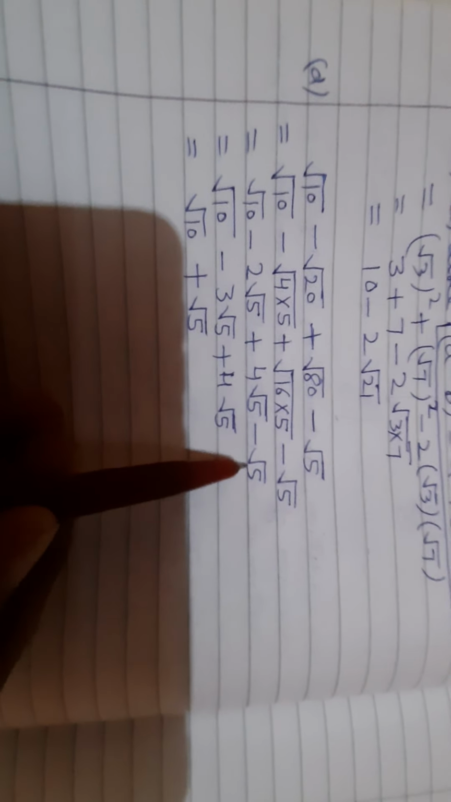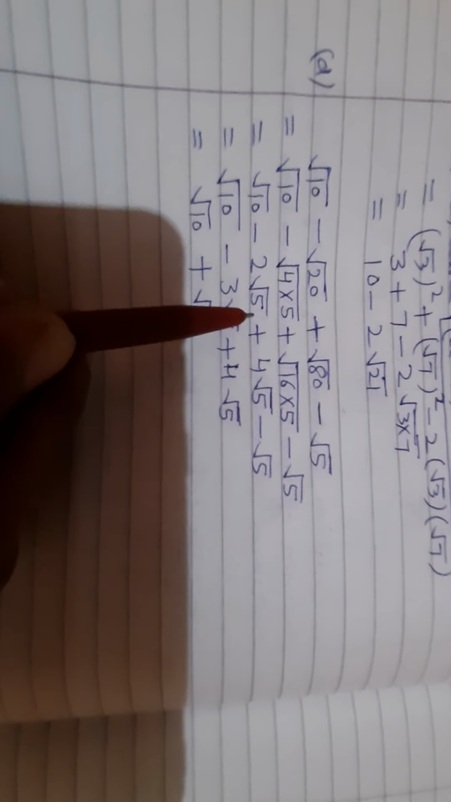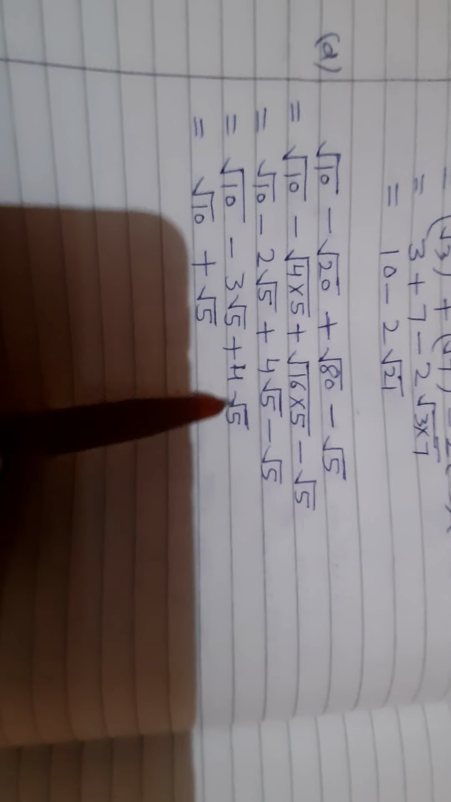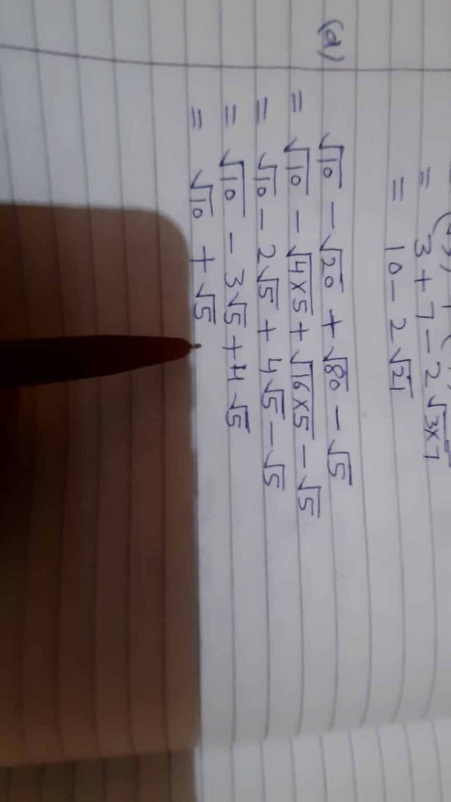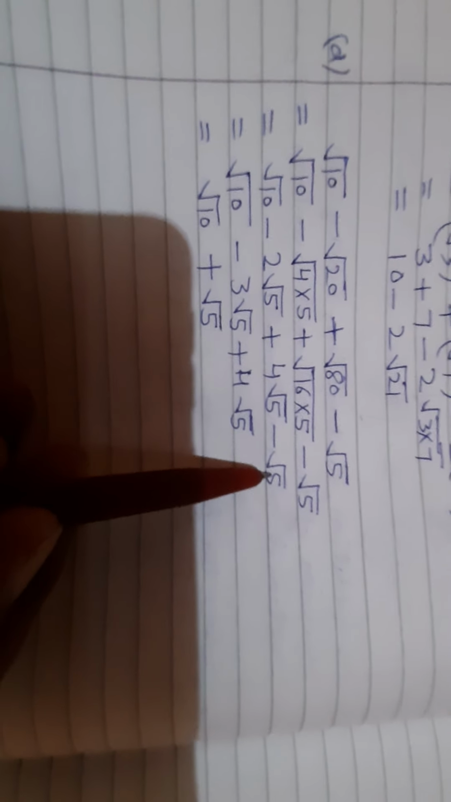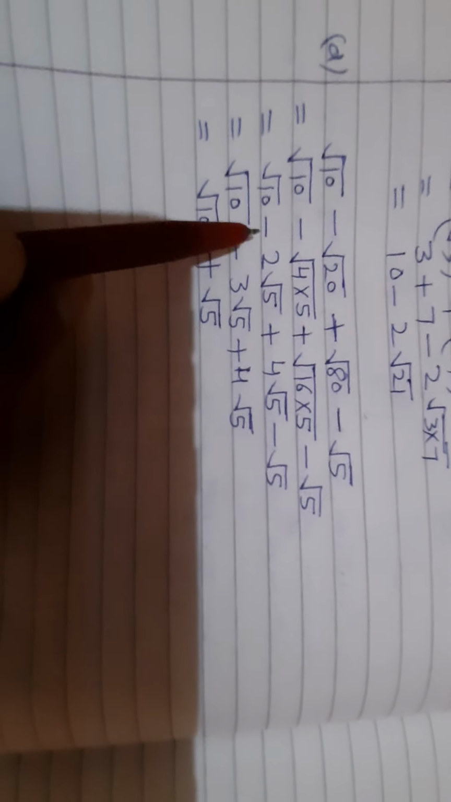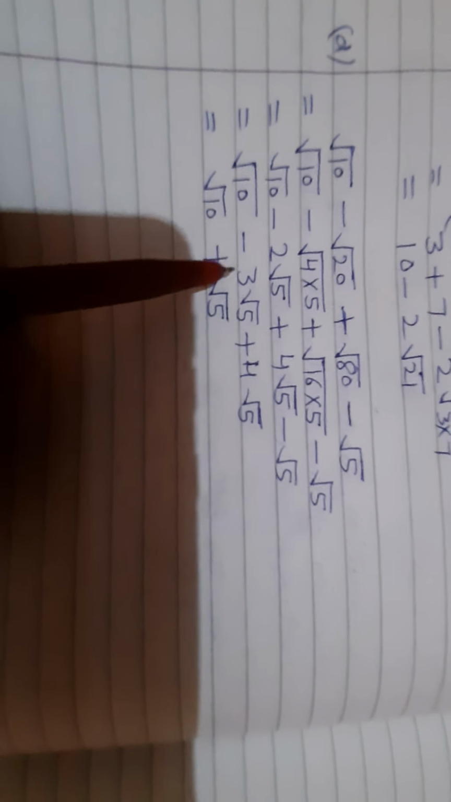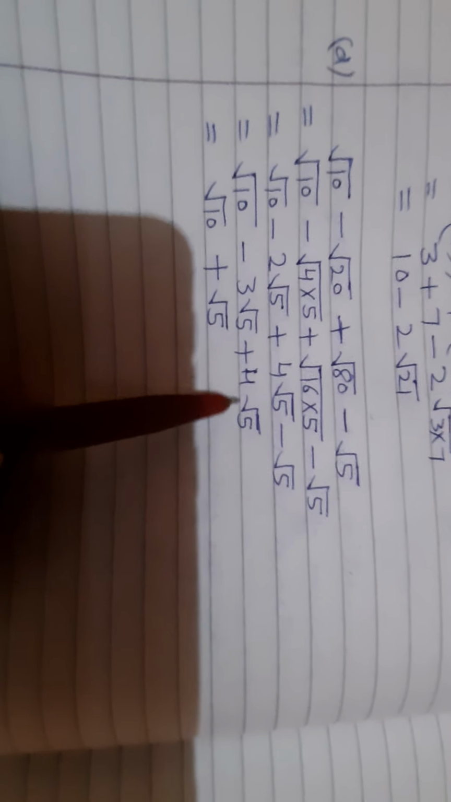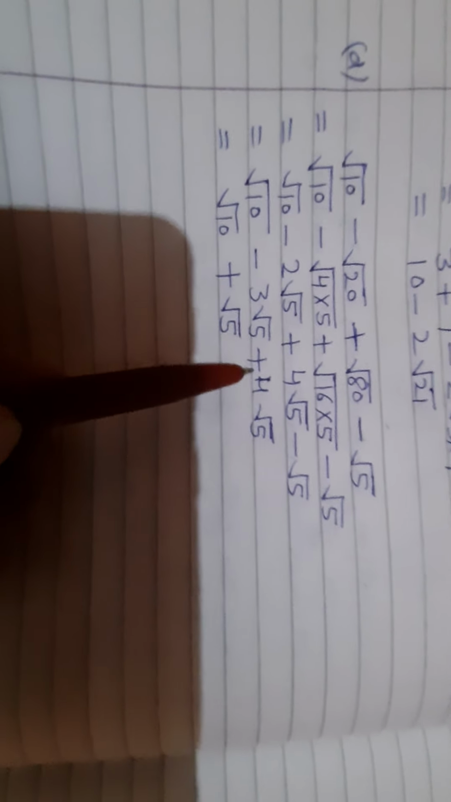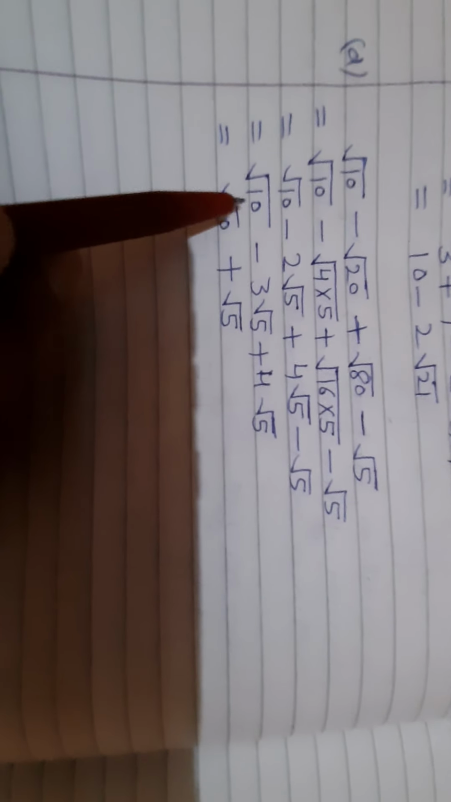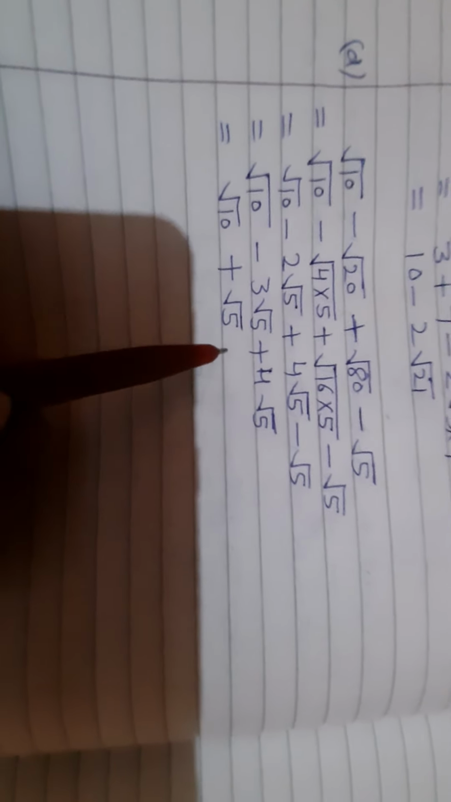When we observe the last three parts, since the under root 5, the irrational part, is the same, we can add or subtract them. Since minus 2 root 5 and minus root 5 are of the same sign, they will be added and the sign will remain the same, therefore we got minus 3 under root 5, and this is plus 4 square root 5. 4 minus 3 is 1. So the answer will be under root 10 plus under root 5.